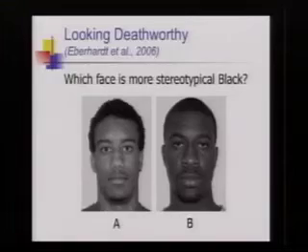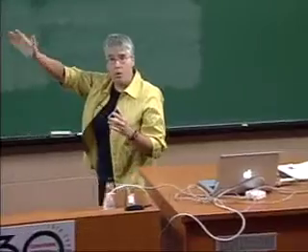Okay? So then what they did was they divided their sample into the 44 black defendants who had killed a white victim. Okay, so there's 44 who killed a white victim. Of those 44, they divided them into looking more or less stereotypically black. Okay, so that's one part of the study.